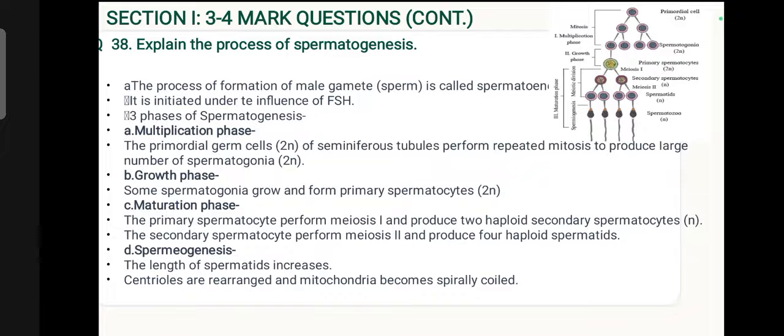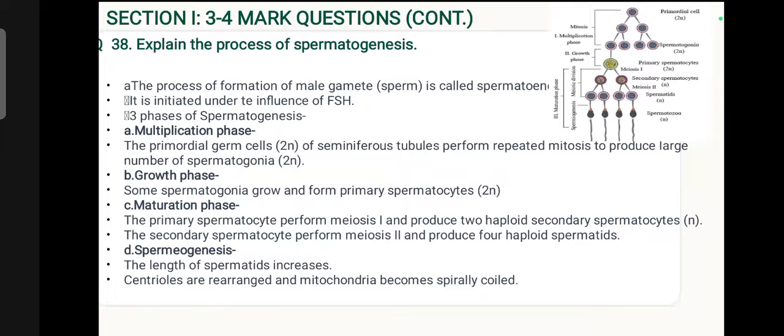In the multiplication phase, the primordial germ cells of the seminiferous tubule perform repeated mitosis and produce a large number of spermatogonia. In the growth phase, some spermatogonia grow and form primary spermatocytes. In the maturation phase, the primary spermatocyte performs meiosis I and produces two haploid secondary spermatocytes. The secondary spermatocytes perform meiosis II and produce four haploid spermatids.